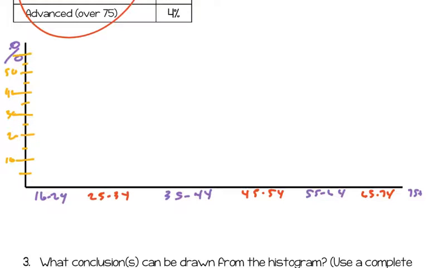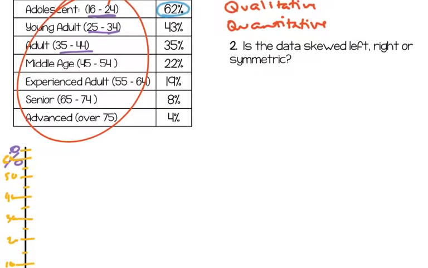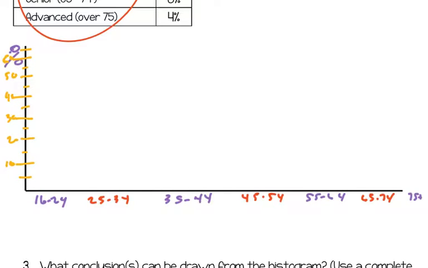I don't have to go all the way to 100 because the highest I have is like 60 something percent. So if I go to 65%, that will do it. So this right here is 60%. And so that's as high as I need to go. So that takes care of my x and y axis.